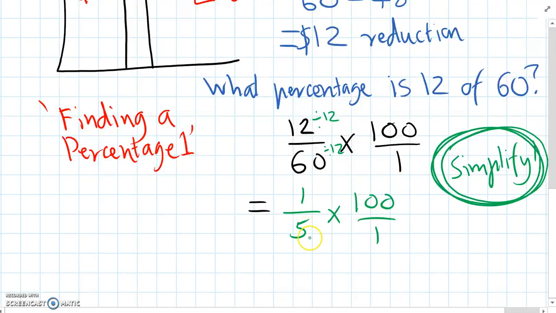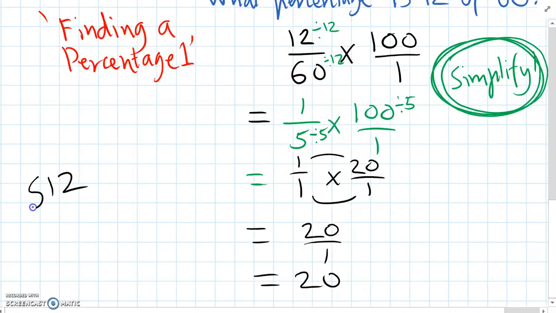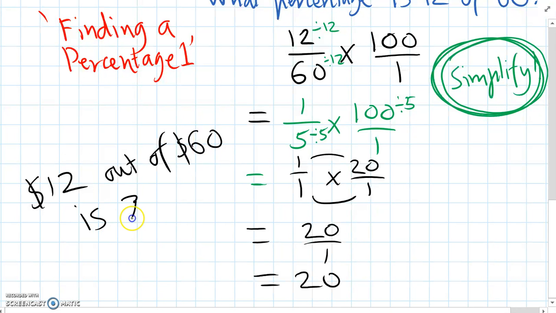Now, we can simplify diagonally. 5 divided by 5, and 100 divided by 5. So we have 1 over 1, and times 20 over 1. And when we multiply fractions, we multiply the top and multiply the bottom, 20 over 1, and that's just 20. So we just worked out that $12 out of the original $60 is 20%.